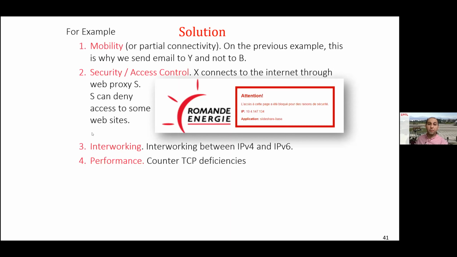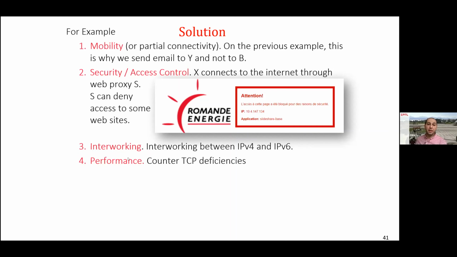Then we have interworking, because IPv6 and IPv4 are not compatible. If you put an IPv6 machine and you want it to communicate with an IPv4 machine, they cannot. To make it possible, we need to put something in the middle that is able to communicate with both sides. And one solution could be the application layer gateway.